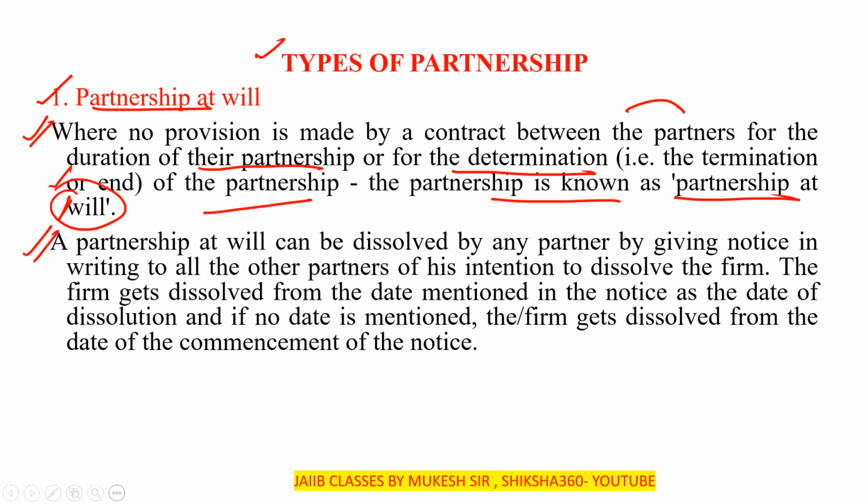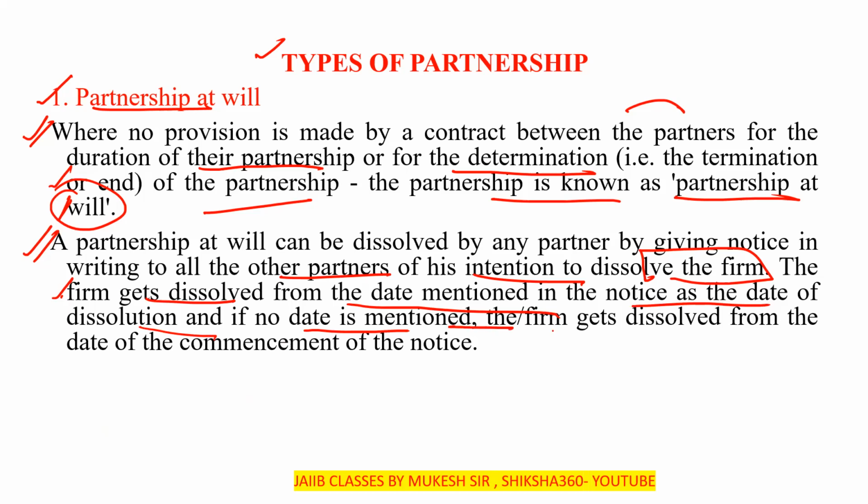A partnership at will can be dissolved by any partner by giving notice in writing to all the other partners of his intention to dissolve the firm. After giving notice to the other partners, the firm gets dissolved from the date mentioned in the notice as the date of dissolution.